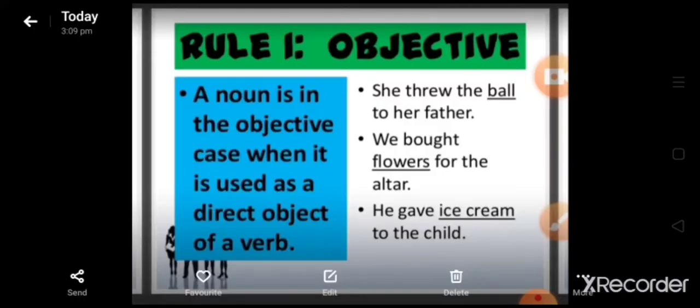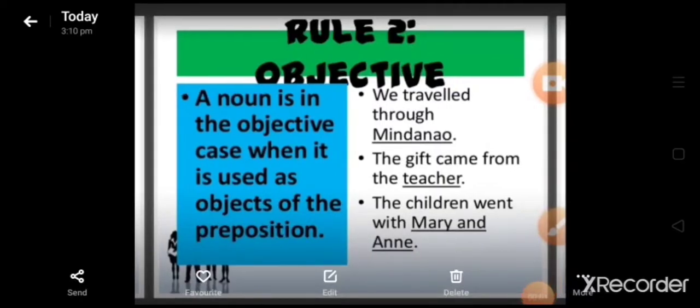Now rule number two for the objective case. A noun is in the objective case when it is used as the object of a preposition. The examples are given here. We travel through Mindanao. The gift came from the teacher. The children went with Mary and Annie. Here you can see the object of the preposition.